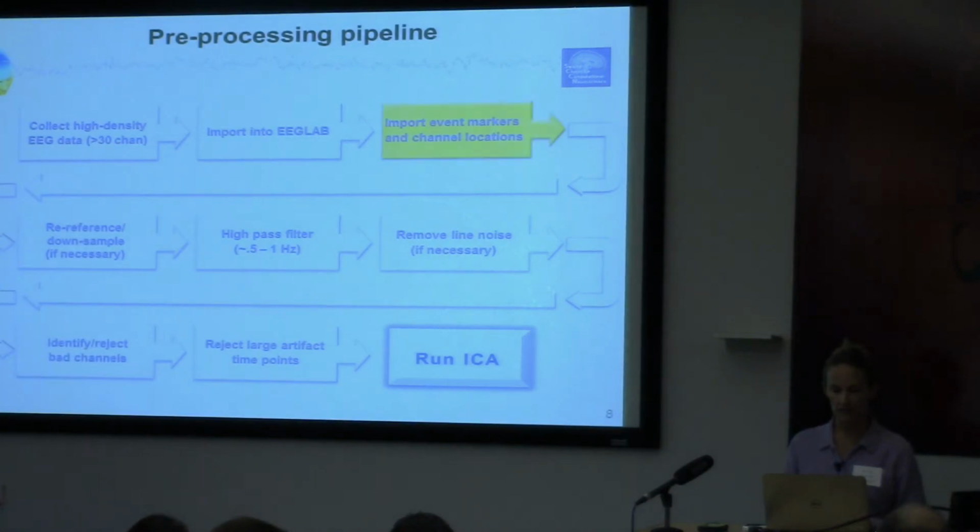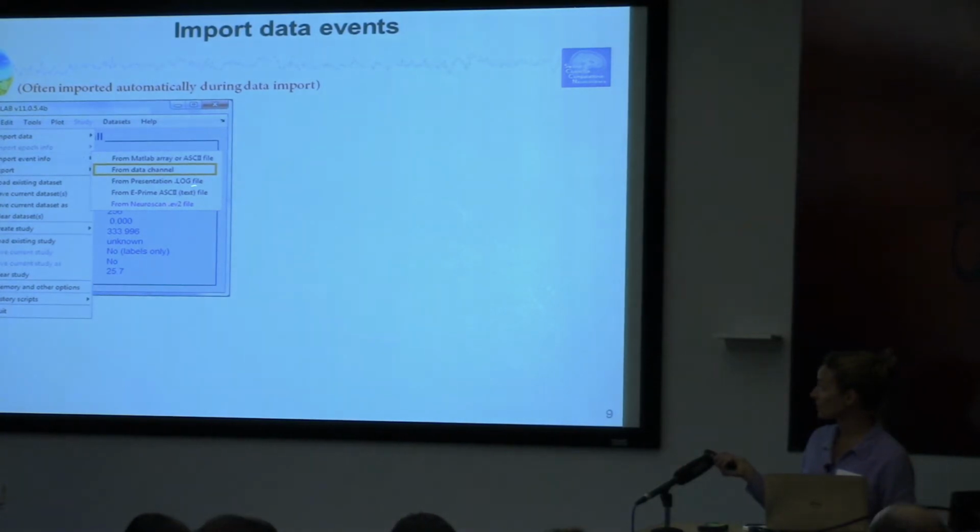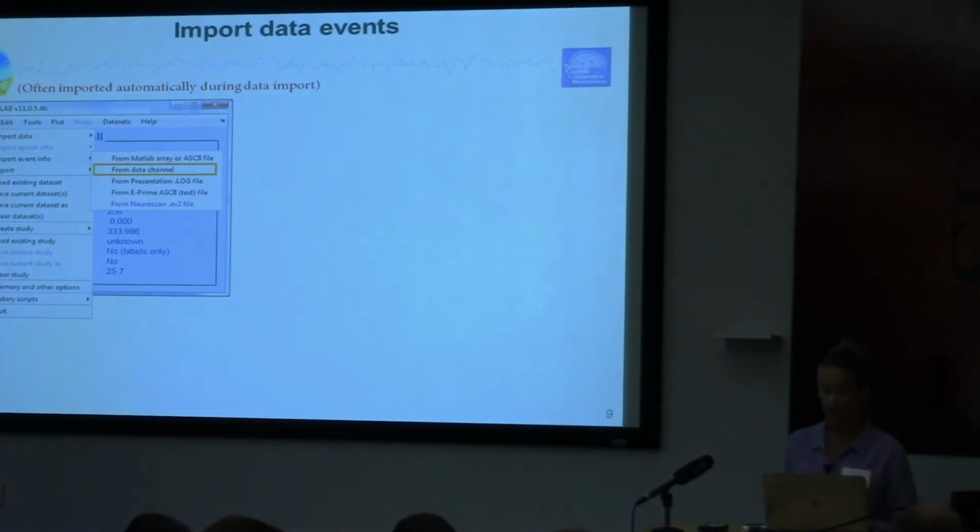Next in the pipeline is to import event markers and channel locations if they weren't already imported when you imported the data. So to import event info, you have a bunch of different options. Again, you can use a MATLAB array or ASCII file, a data channel, which I'll show that example, but also you can use Presentation or E-Prime or Neuroscan event files.